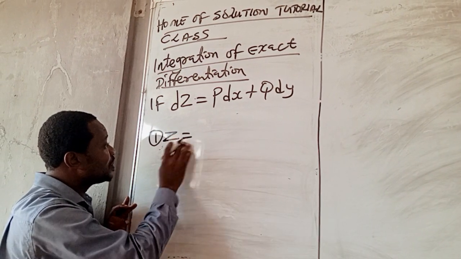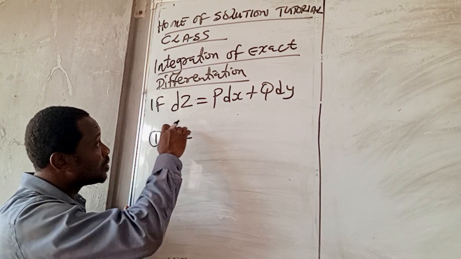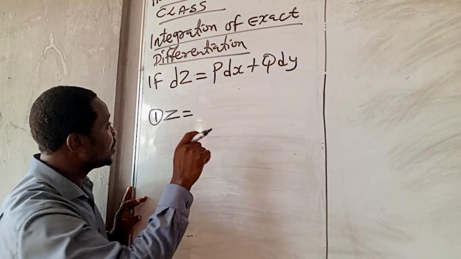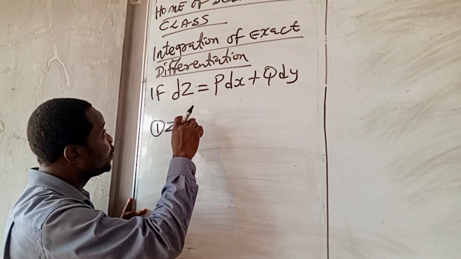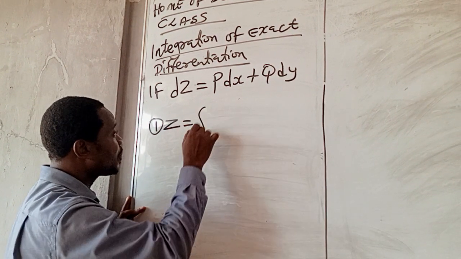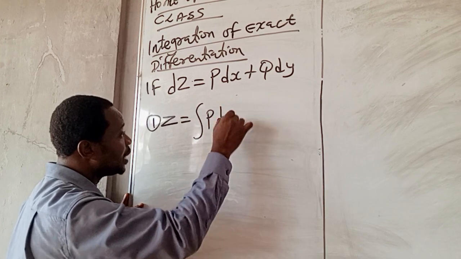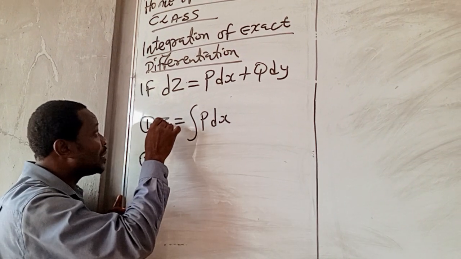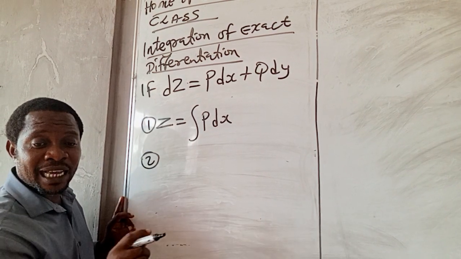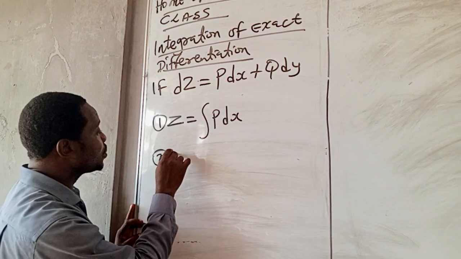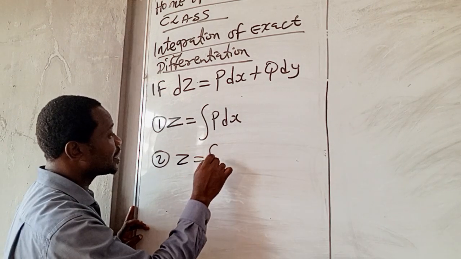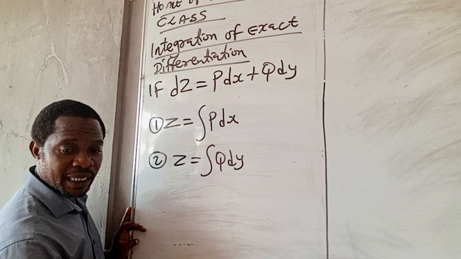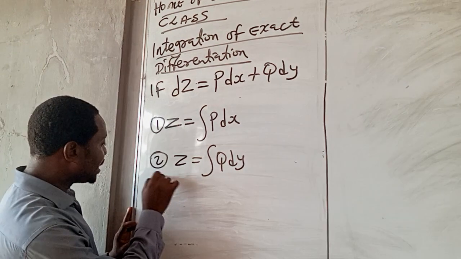So what you will have now, you want to use integration. Once this is an exact differential equation, if you integrate p with respect to x, your answer is the z you are looking for. And that answer is expected to be equal to what you get when you integrate q with respect to y. Example 1.